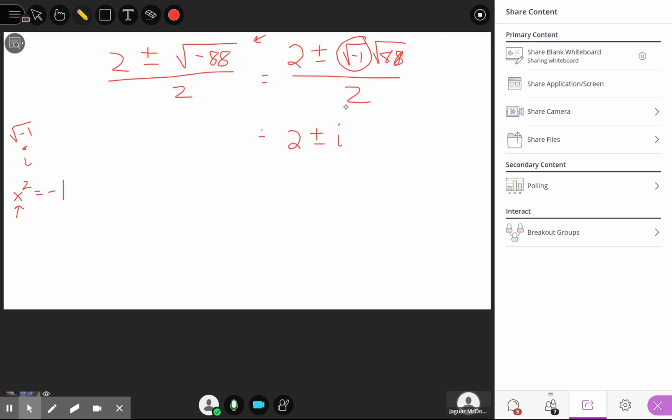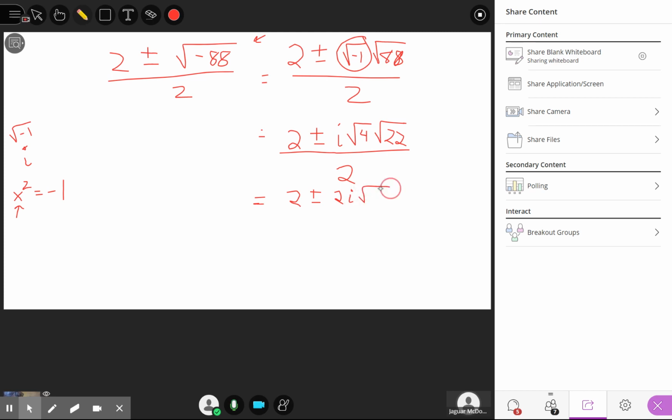Now the square root of 88, again, we can simplify because there is a perfect square that is a factor of 88. We can rewrite this as the square root of 4 times the square root of 22, and that is all over 2. Now simplifying the square root of 4, you're thinking, what times itself is equal to positive 4? Well, that would be 2. I'm going to write the 2 and then the i. It's customary to put your real number part in front as a coefficient on the i.